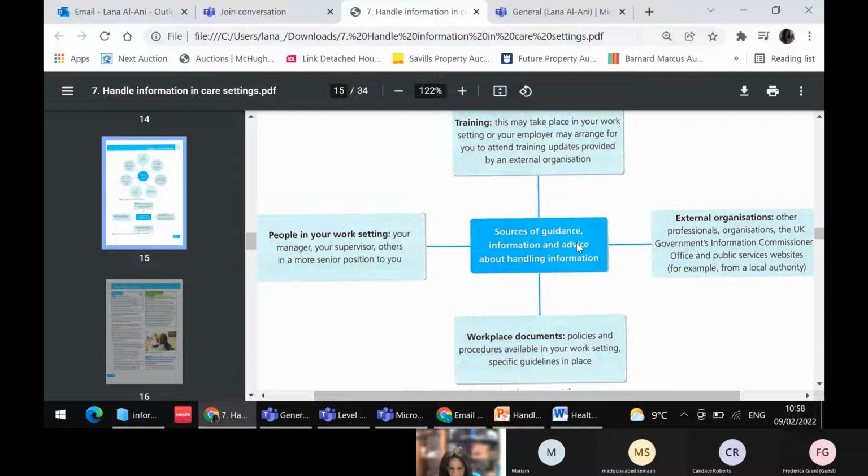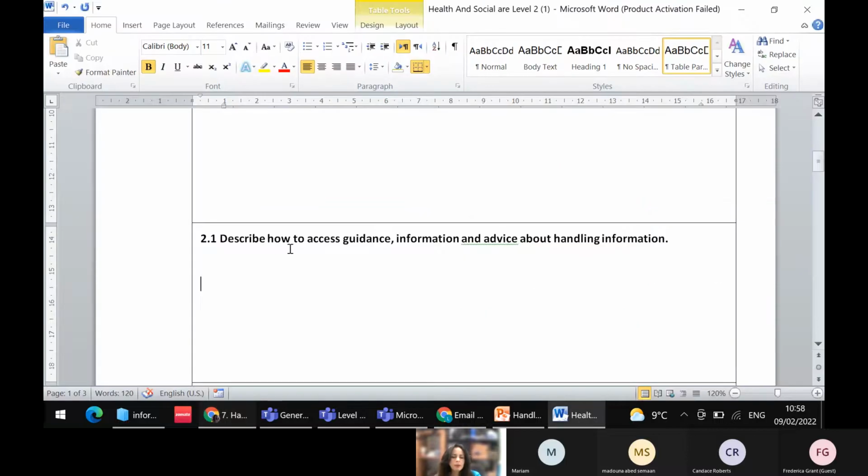Sources and guidance for information and advice about handling the information. So this is what we are looking for. Describe how to access guidance, information, and advice about handling the information. So where do we get guidance about how to handle the information?